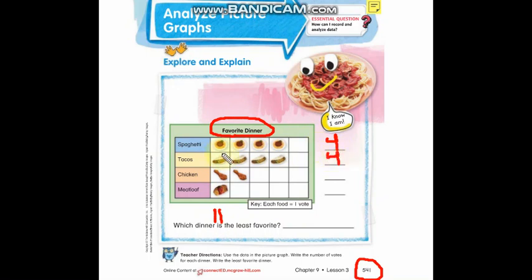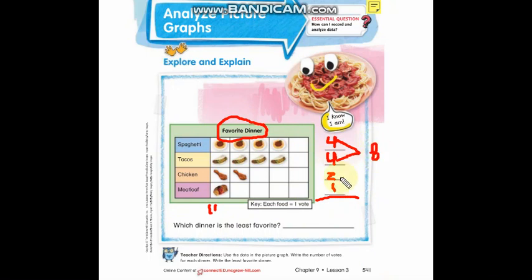And how many votes, let me say, did Chicken get? Two votes. One, two. And finally, how many votes did Meatloaf get? One. One. Excellent. So everyone, let's check the total, how many people voted for their favorite dinner. 4 plus 4 = 8. 2 plus 1 = 3. Okay, so 8 plus 3 = 11. Well done. So this is the answer.